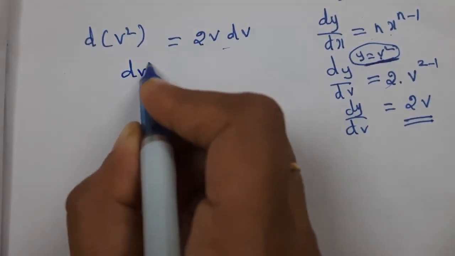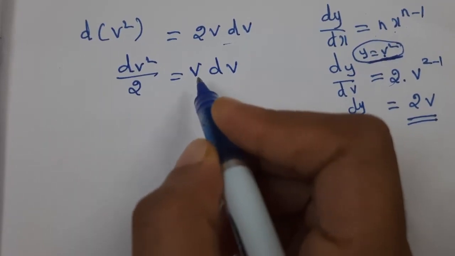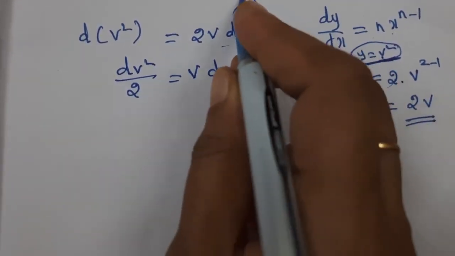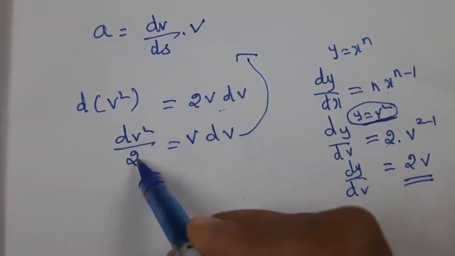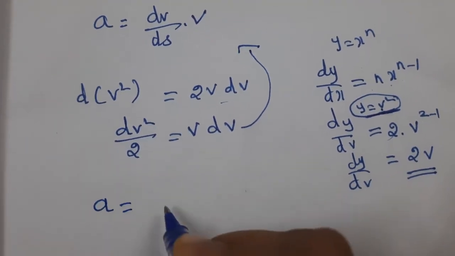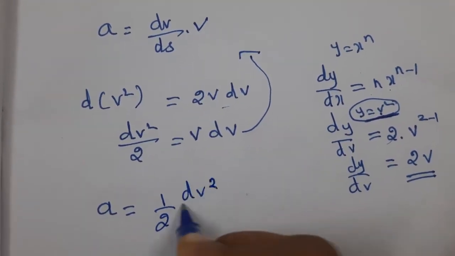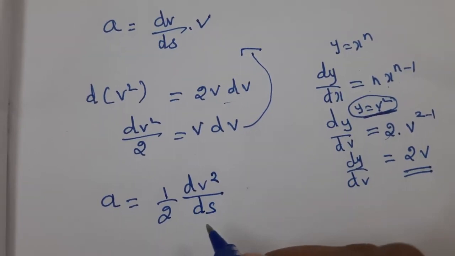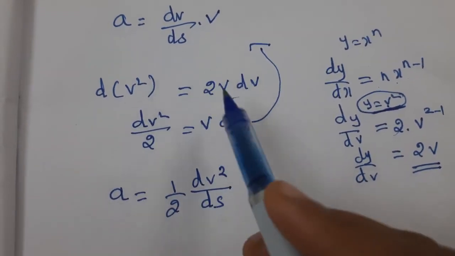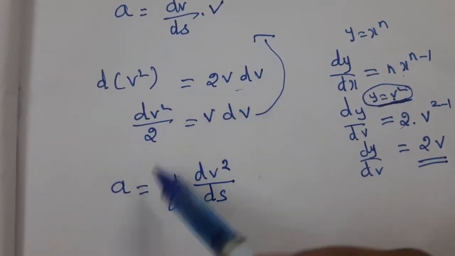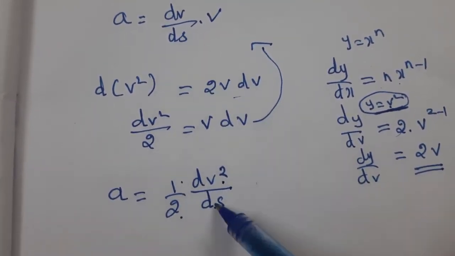From this, dv square by 2 is equal to v dv. So this relation we can substitute in this equation. Instead of v dv, we can substitute dv square by 2. A is equal to 1 by 2 dv square divided by ds. This is one of the methods for solving this term. Another method also there, and this method is given in your book.